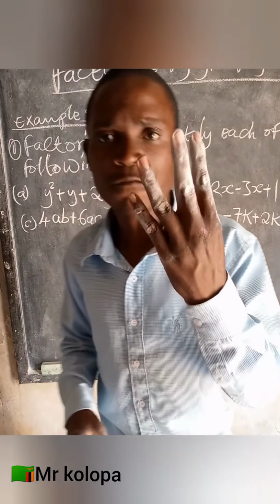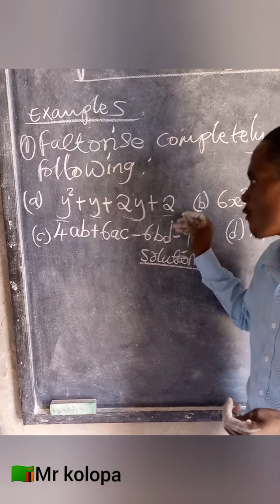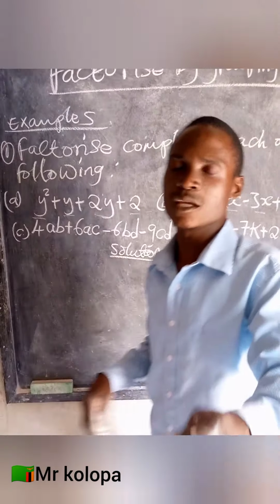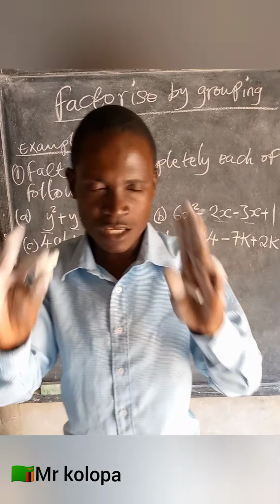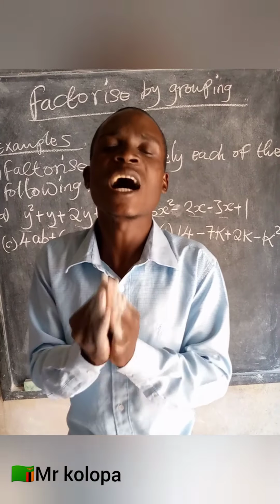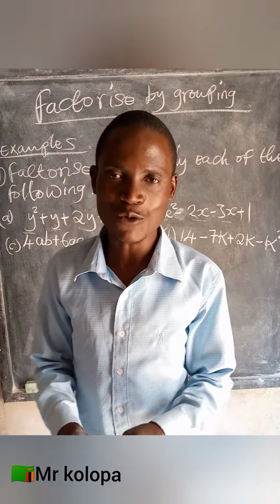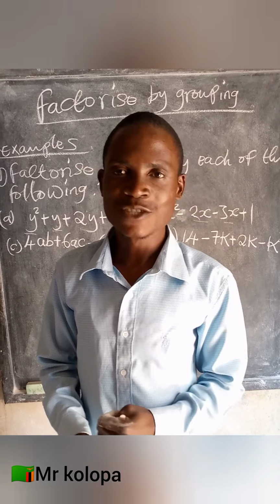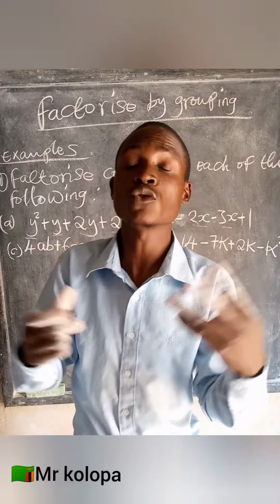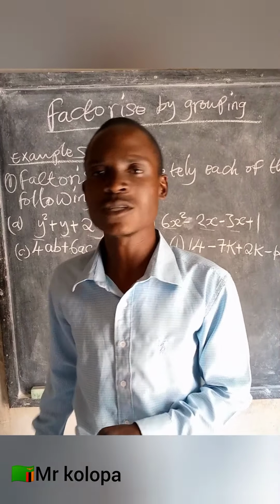But how can you tell that this one is coming from factorize by grouping? You are supposed to be given 4 terms. Look at these terms. We have 1, 2, 3, 4. This one, 1, 2, 3, 4. In short, all these questions that we have today have 4 terms. So if you are given 4 terms and they ask you to factorize, it is factorize by grouping. Now, how do we factorize by grouping? We have 4 terms, so you are supposed to group these 4 terms. The first 2 you group, and the last 2 you also group. Then you factorize by a common factor. Let's quickly look at question A.